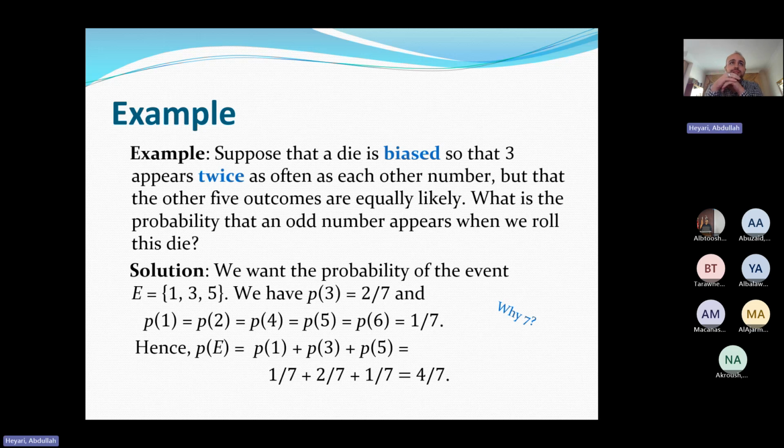So what is the probability that an odd number appears when we roll the die? We have the answer, but let's think of it step by step. So we are asking about the odd numbers to appear. The odd numbers are 1, 3, 5, and what about 7? 7 is not on any facet of the die. So 1, 3, and 5.